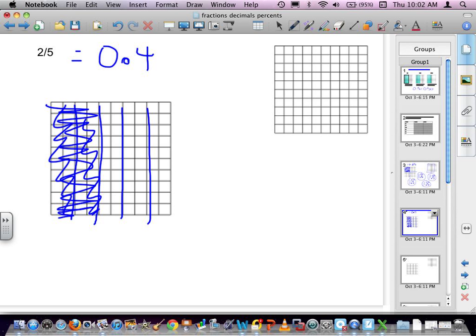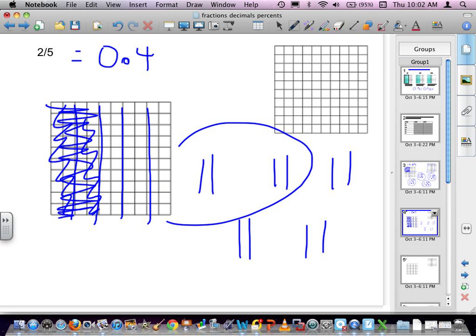If I use a fair sharing strategy, what I have to do is break it into 5 equal groups and then take 2 of those groups. So I'd have 5 equal groups, each group would get 2 rods. But since I'm looking at 2/5, not 1/5, I'd have to take this much of it. That's 2/5 of the set, right? With a sharing strategy, I'd have 4 rods, 4 tenths.